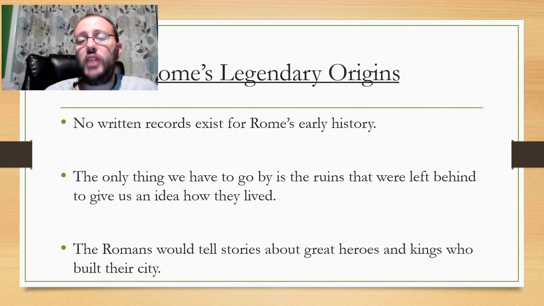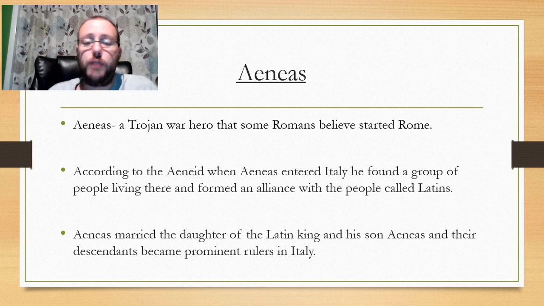But based on the evidence that we have, and based on things that people have left behind, we can kind of get an idea of how we believe these people lived. And so the Romans would tell great stories about heroes and kings that built their city. Now, the first person we're going to talk about here is Aeneas. Aeneas is a Trojan War hero that some Romans believe started Rome. He is the hero from the story of the Aeneid.